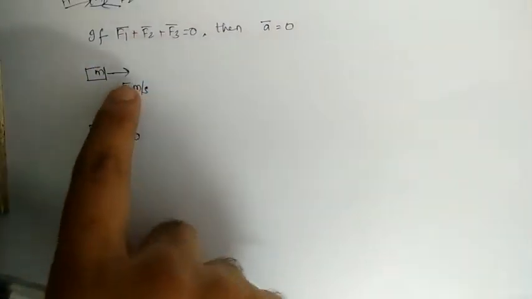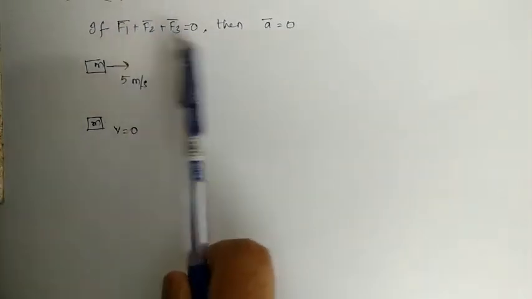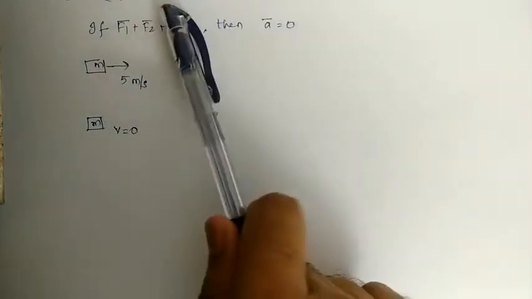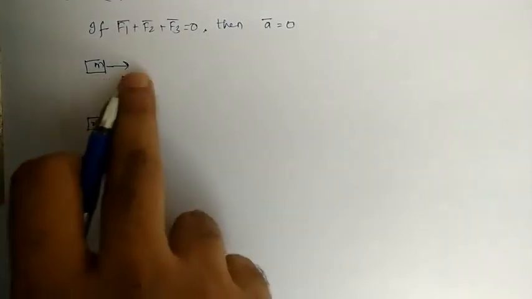In the first situation, the body has a velocity of 5 meters per second in the right direction, and let's say different forces act on the body, and the sum of all those forces becomes equal to 0. Similar to these three forces, let's say we have a few forces acting on the first body, and if the sum of all those forces is equal to 0, then according to Newton's first law, we can say that the acceleration of the body will be equal to 0. I did not mention the forces here, but assume that there are different forces acting on this mass.